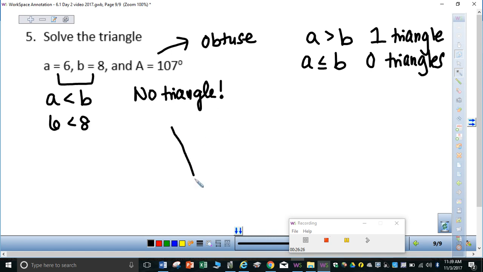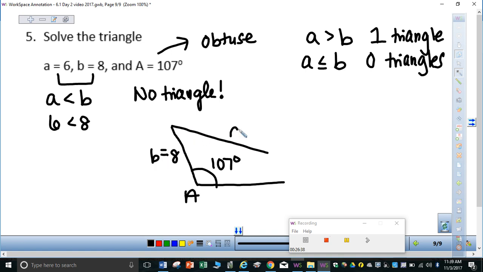To show a picture of what that would look like. So if angle A is obtuse, that's going to look like this, 170 degrees. This would be side B right here is 8. And then side A, if it's only 6, you can see here in the picture it makes sense. It's not going to be long enough to connect it.